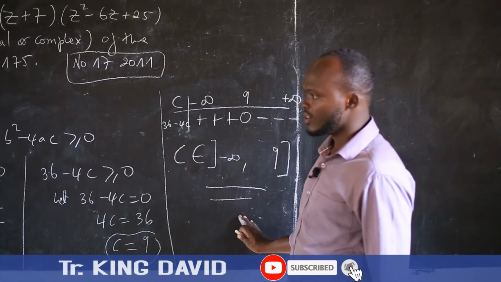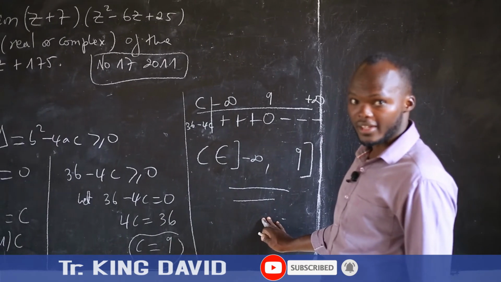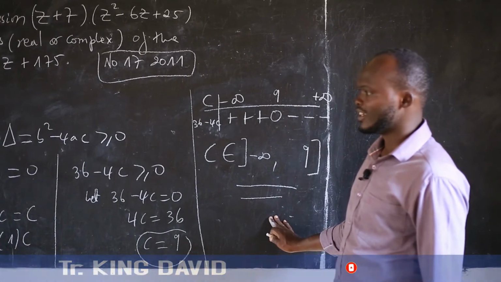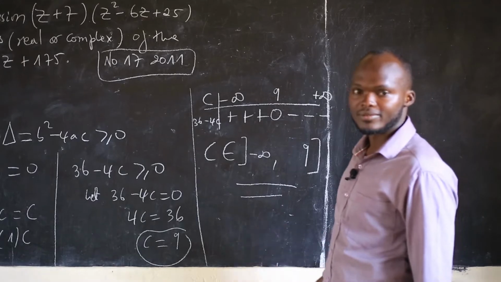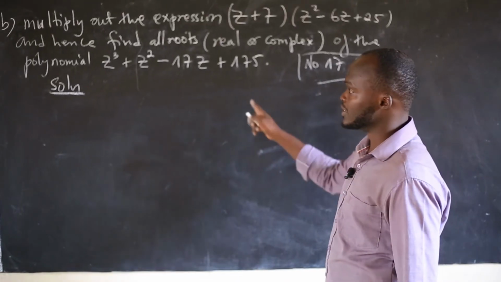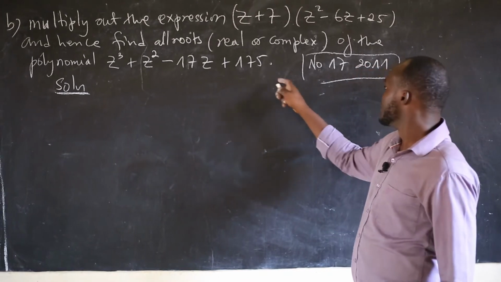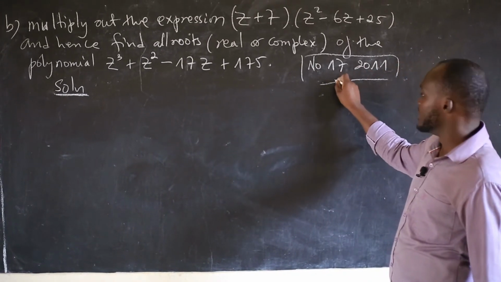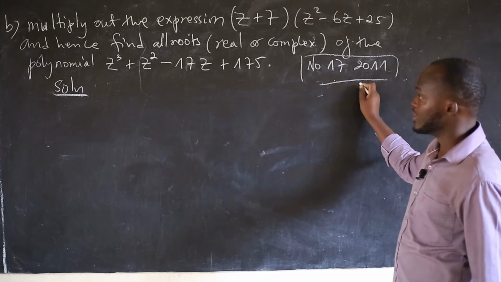So I hope there is no question about number 12A. Do you have any question? Okay, let us proceed. So we have completed number 12A. Let's go to number 12B. Numbers 12A and B, you can find them in number 17, 2011.